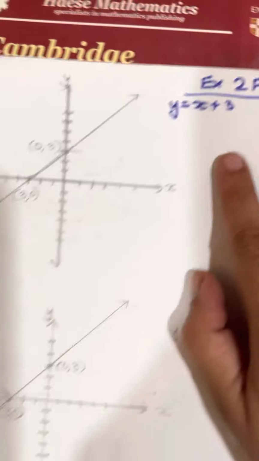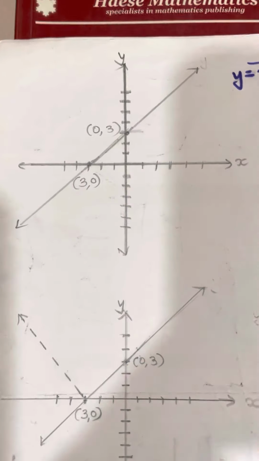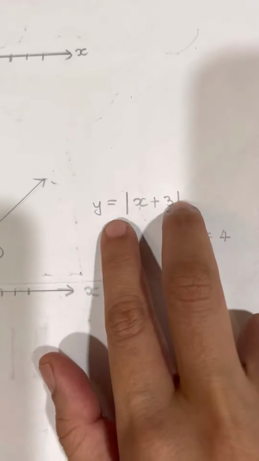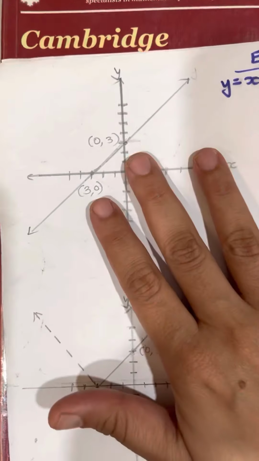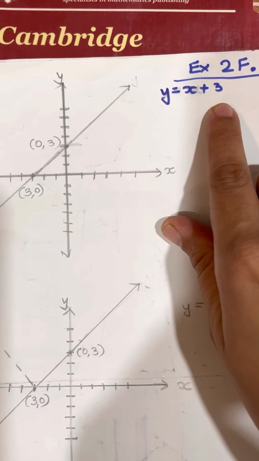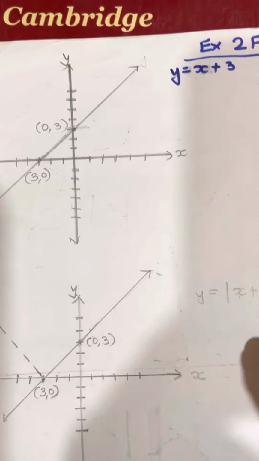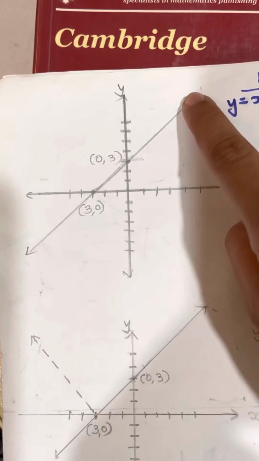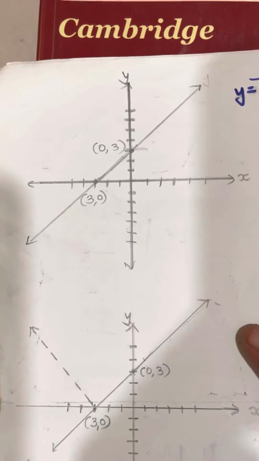Now question number 1 is this, where there is a graph of this modulus. Before I go on to this, one step prior, I'm simply going to draw a graph of y is equal to x plus 3 without the modulus. I repeat, this is without the modulus. I'm going to first draw it without the modulus, which is a simple linear graph. I'm sure you all know that by now.